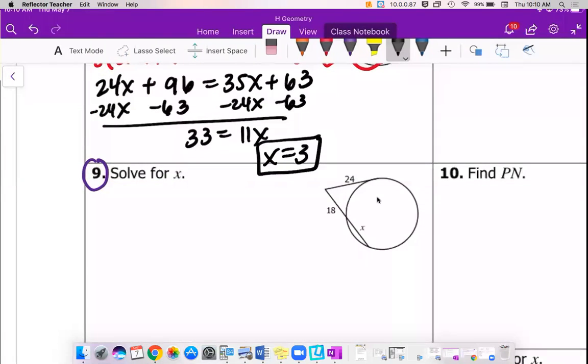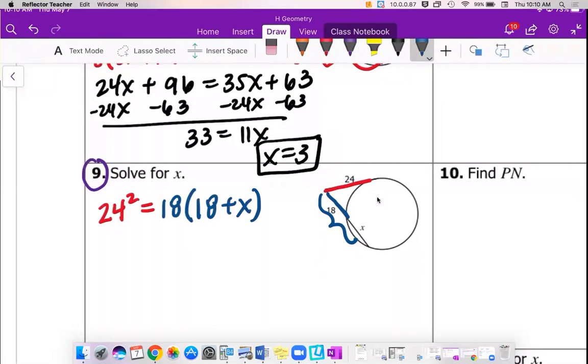Okay, a couple more. This one is now a tangent and a secant. So this is the one where you have the part all by itself. So that's the part that gets squared. So 24 squared equals, and then we set this one up the same way we just did the other ones. So this becomes 18 times 18 plus x. All right, so if we do 24 squared, 24 times 24, this side over here becomes 576.